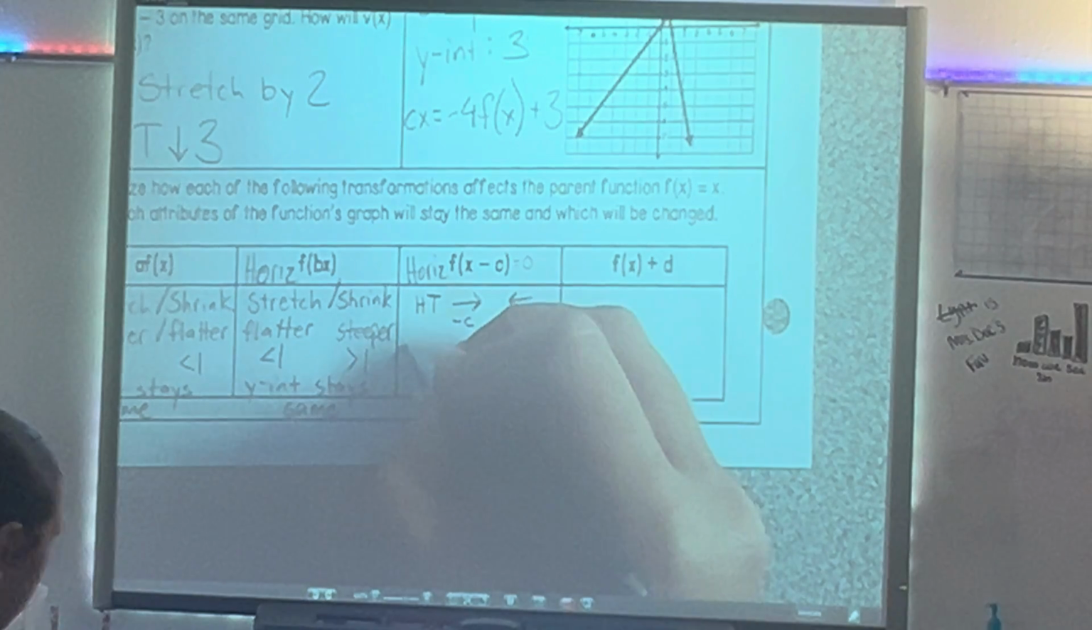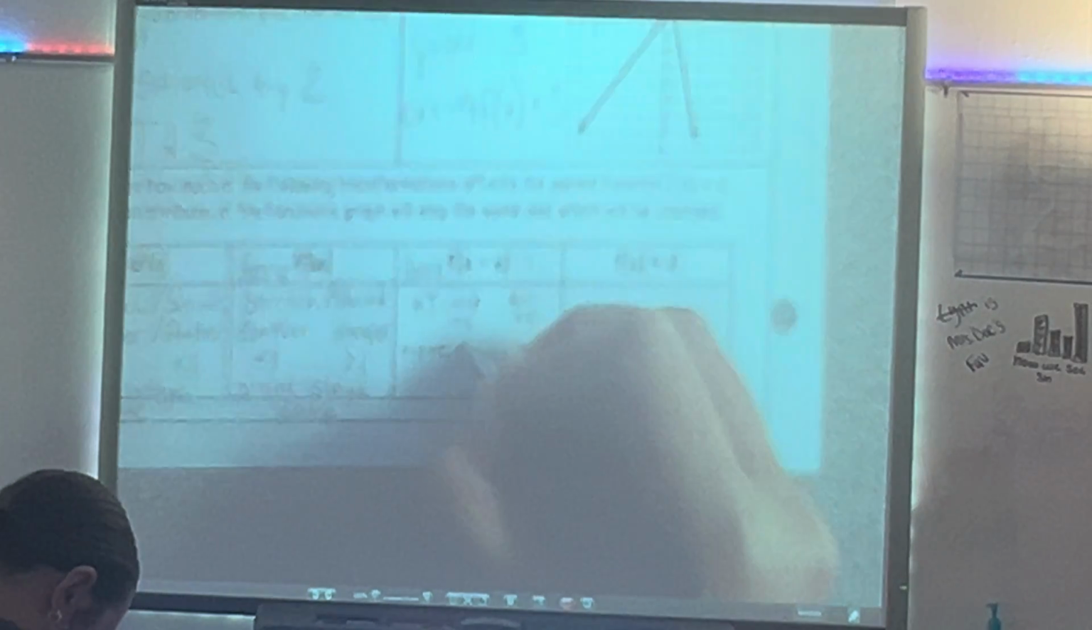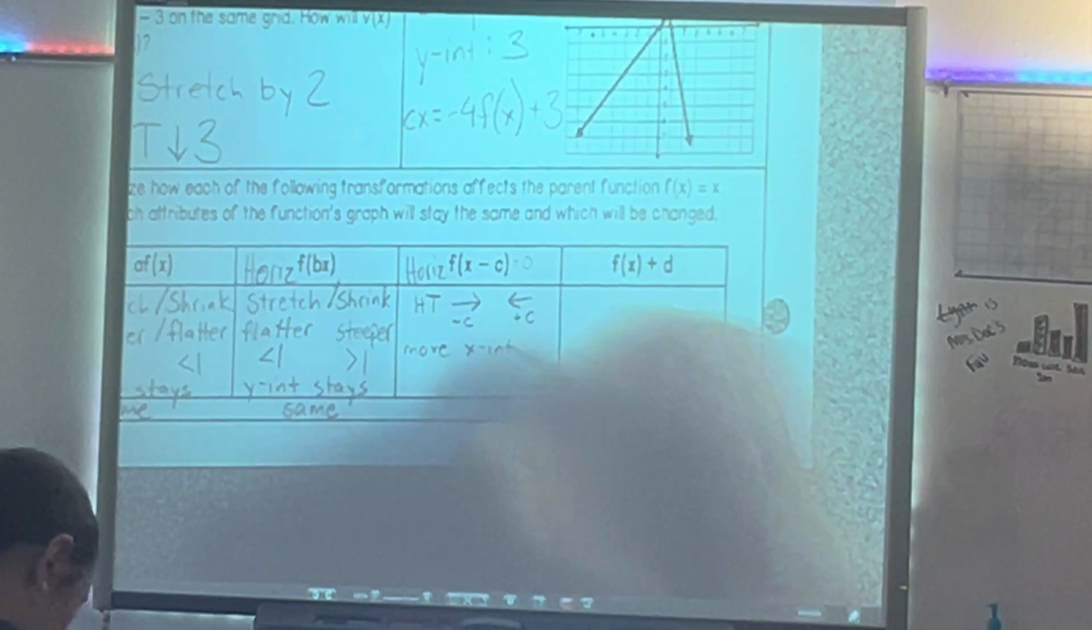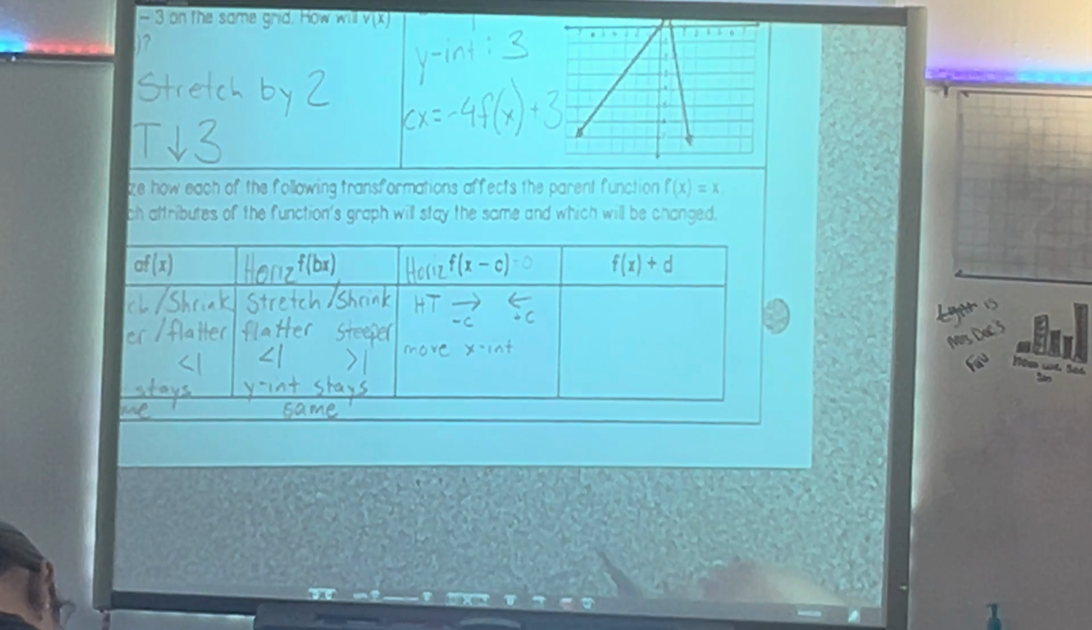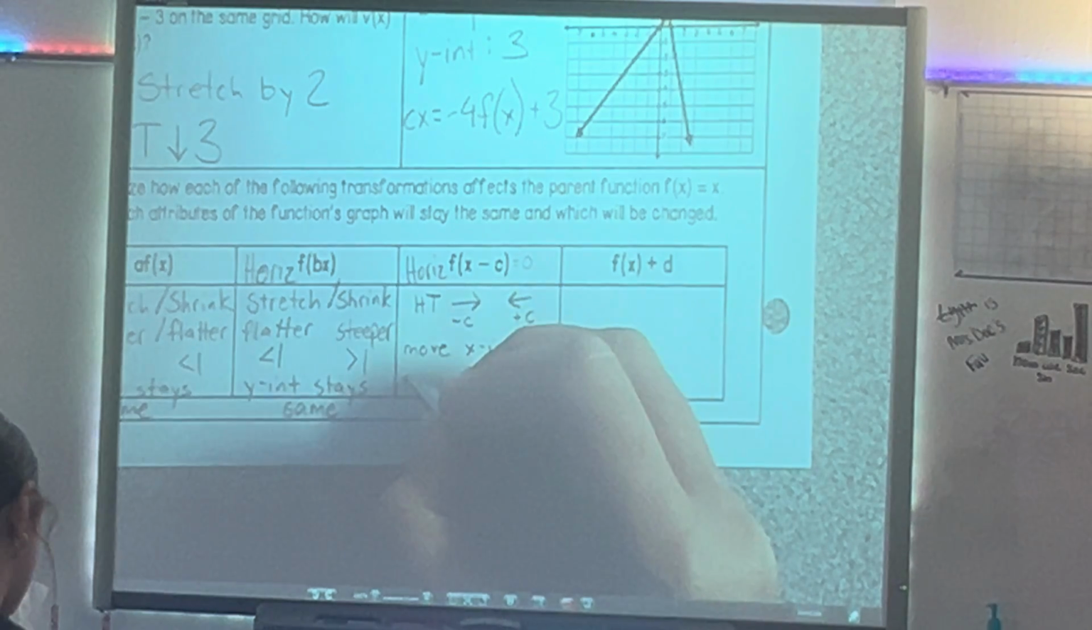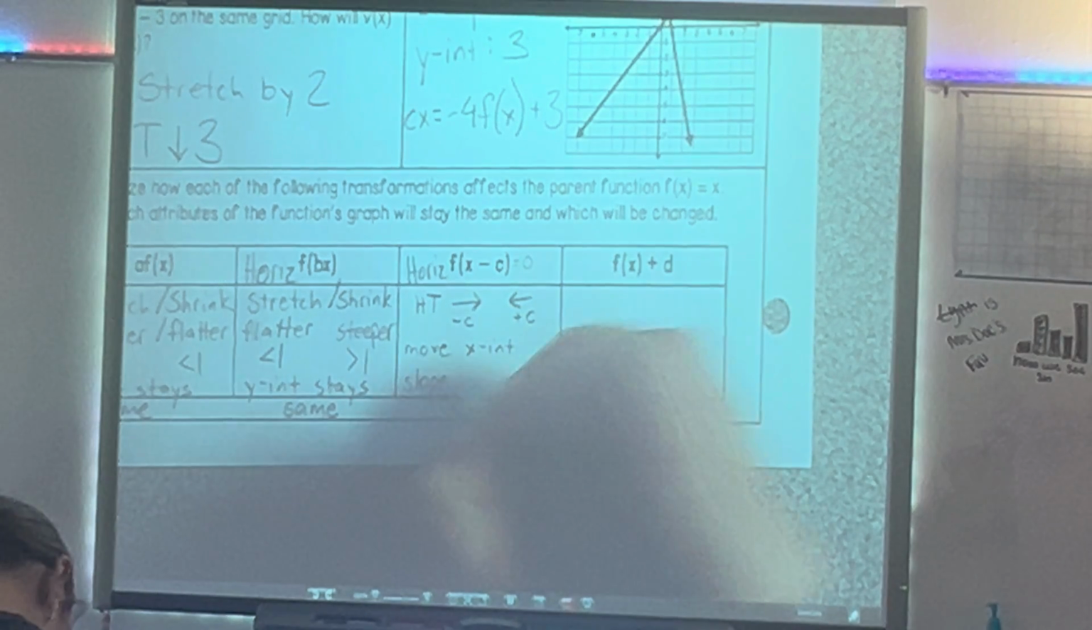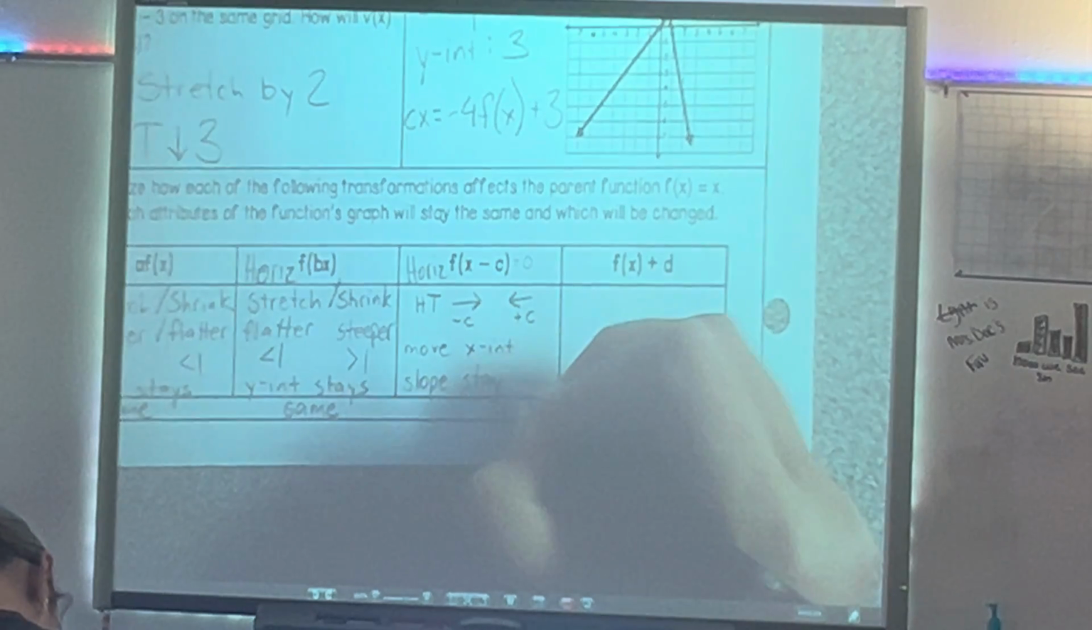Alright. It's going to move my x-intercept. Now, as a side effect, the y-intercept is also going to move. Are we okay? But it's an x movement. So we're counting left and right. What about slope here? Stays the same. Are we alright?